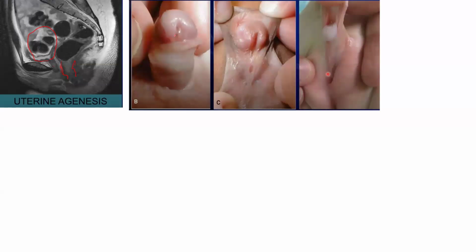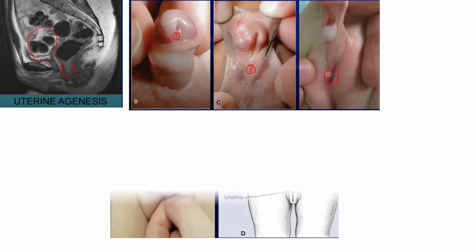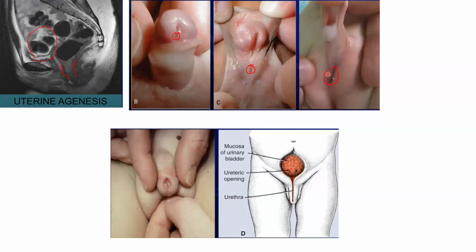Now in this one, you can see that the urethral opening is on the ventral part of the penis. So that is what is known as hypospadia. And such as this one, this is a very severe hypospadia. So this is also another criterion for intersex disorder.